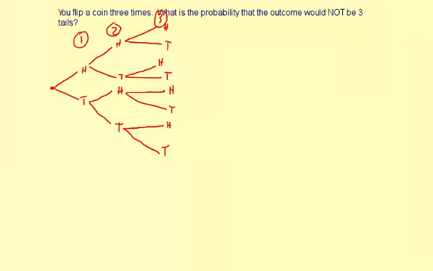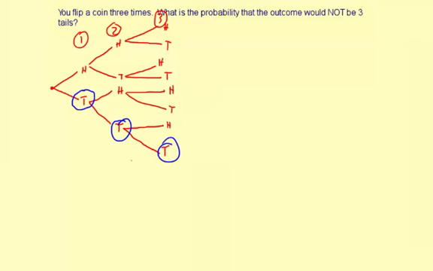So it says, what's the probability that the outcome would not be 3 tails? Well, let's look at the complement situation here. That's probably the easiest way to solve this, because there are a lot of different ways it could not be 3 tails, but if you flip a coin 3 times, there's only one way where it can be 3 tails. And here's that way: tails, tails, tails.